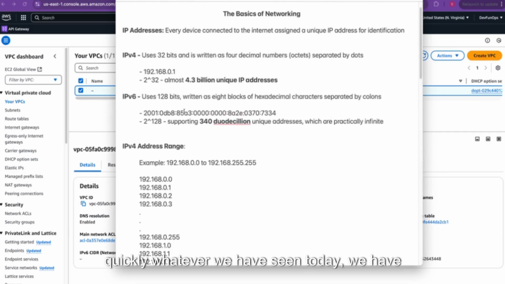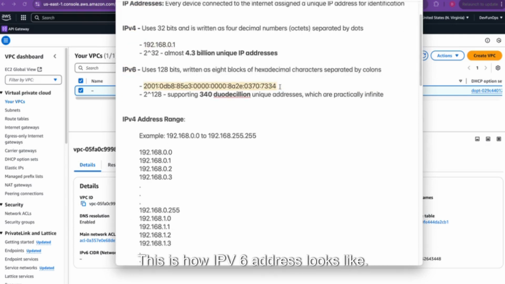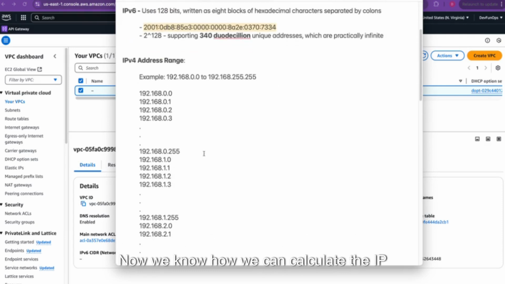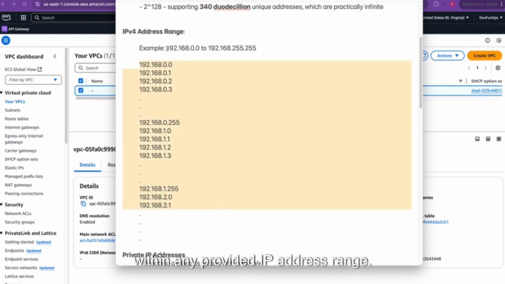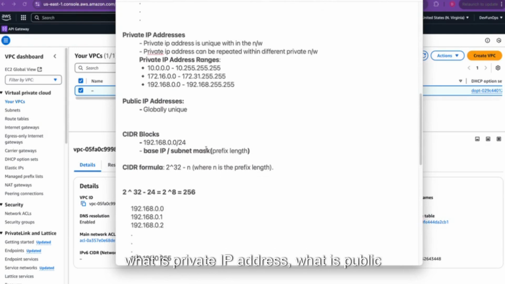So let's revise quickly whatever we have seen today. We have seen what an IP address is, what IPv4 and IPv6 are, how we can define an IPv4 address, and how an IPv6 address looks. Now we know how to calculate the IP addresses within any provided IP address range. Also, we have seen what a private IP address is, what a public IP address is, and how a private IP address is unique within its network but can repeat in different private networks. We have the defined private IP address ranges with us, so any IP address within these ranges that you see in future will be a private IP address.